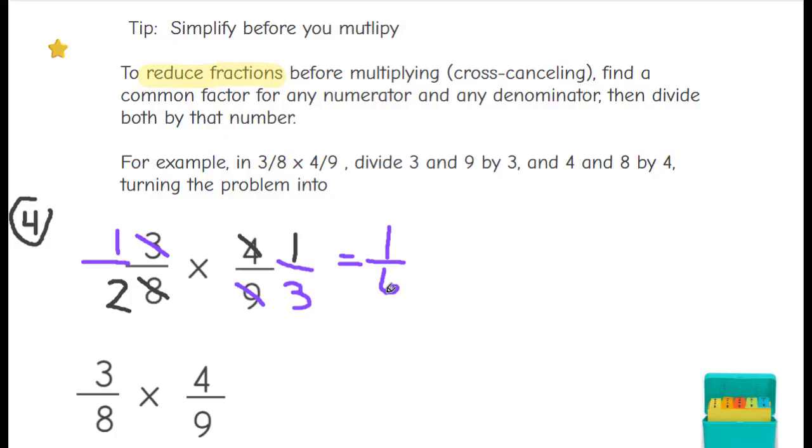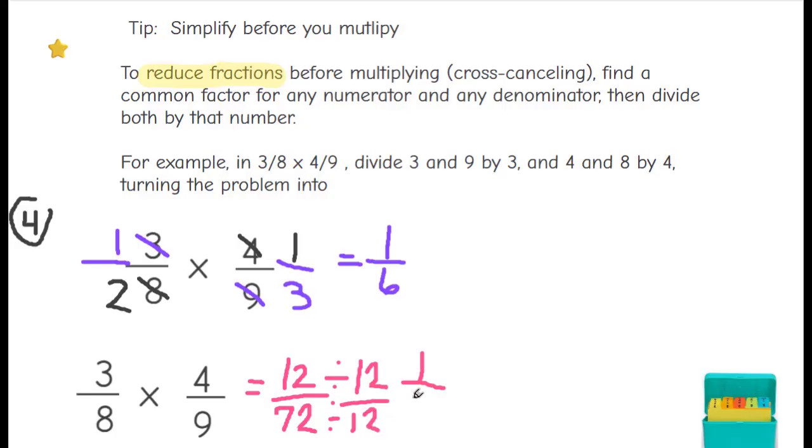Now let's do it the long way without simplifying first. Let's see if this really works. I'm just going to multiply across. Now note, I'm going to have some big numbers here. So I have 3 times 4 is 12, and 8 times 9 is 72. I'm going to do 12 divided by, let's see, 12 divided by 12 equals 1, right? And 72 divided by 12, got to divide by the same thing, equals 6.